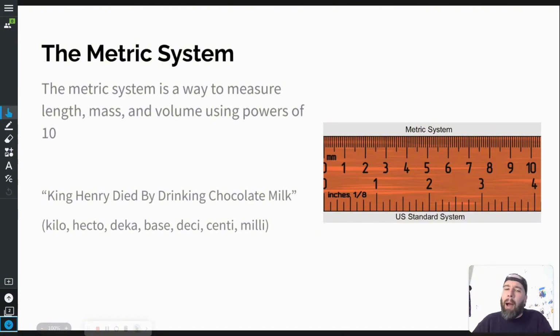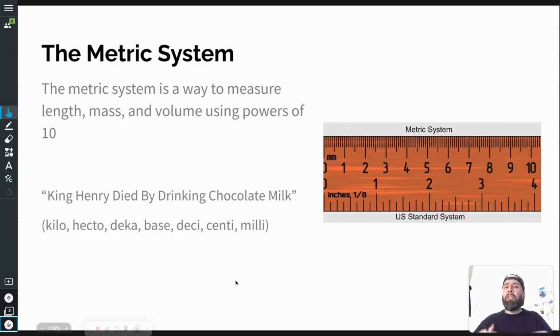King Henry died by drinking chocolate milk. Now, of course, that's an acronym for the 7 words that we're going to focus on in the metric system. Really big things are kilo-, like kilograms and kilometers, then stuff that you don't use often, hecto and deca, then you have your base, like meters, grams, liters. You don't use deca that much. You use centi a lot and you use milli a lot.